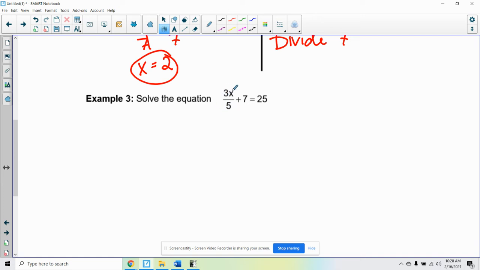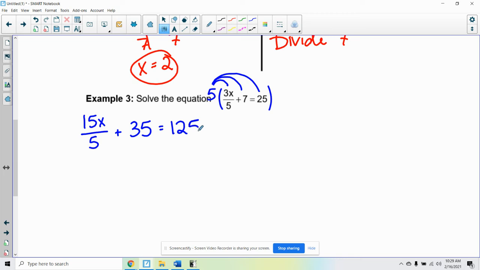So what I'm going to do is I can't just multiply the first term by 5. I'm going to multiply the entire equation by 5. Because I can't just do something to one term. I have to do that thing to every single term in the equation. So I have parentheses now with a 5 in front, so I'm going to distribute, just like I did above. But now it's to everything in the equation. So this first term is going to be 5 times 3x over 5. So I have 5 times 3x is 15x over 5. Plus 5 times 7 is 35. Equals 5 times 25 is 125.